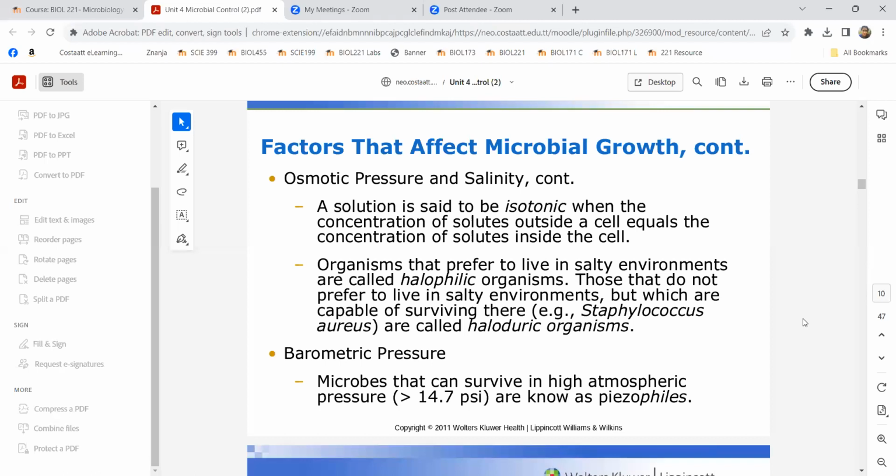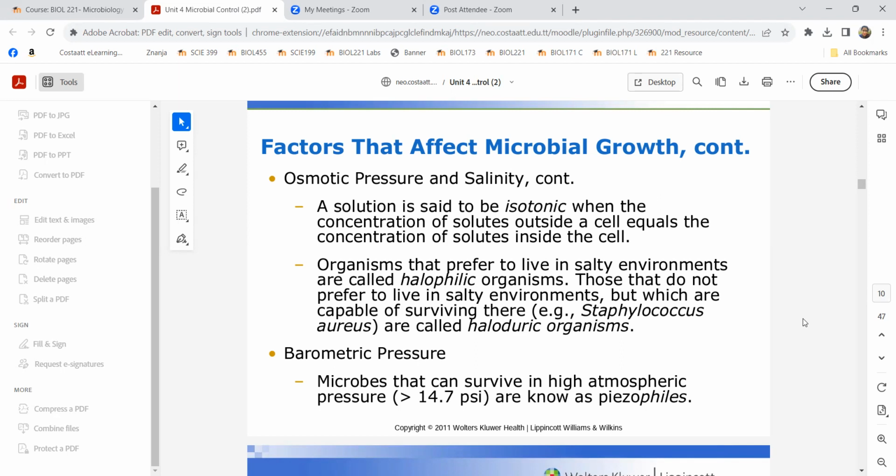Some other terms there: halophilic and haloduric organisms. Organisms that prefer salty environments are halophilic. Organisms that can live in salty environments, but do not necessarily like them, and can survive there, are considered to be haloduric.